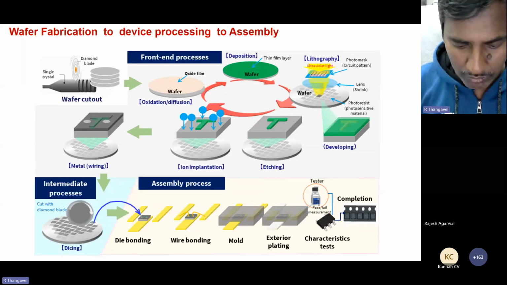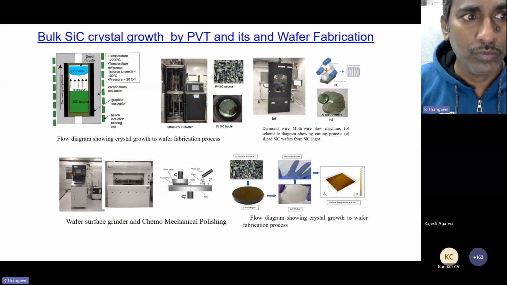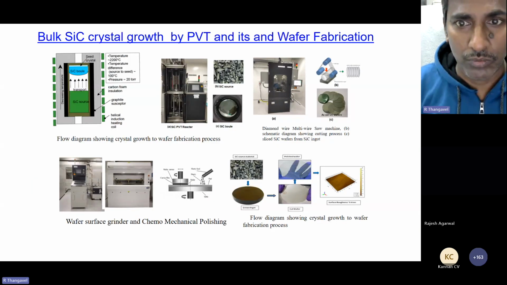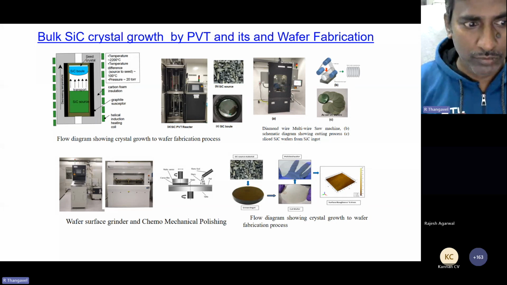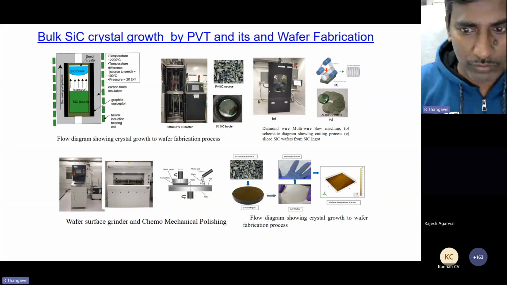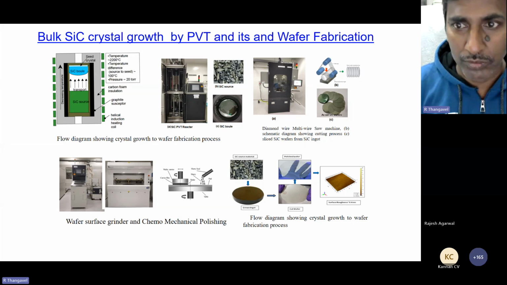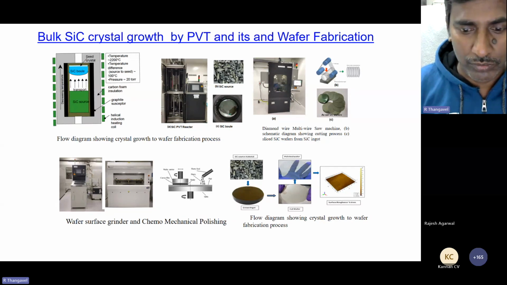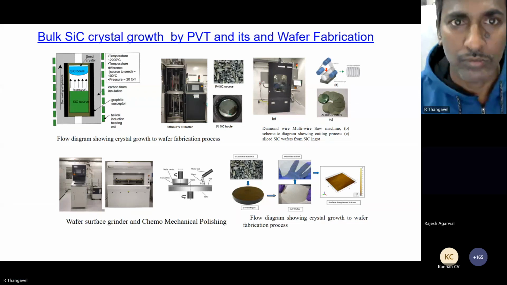Now we come to the bulk single silicon carbide crystal growth by the PVT method and its wafer fabrication. The silicon carbide polycrystal source is heated so that the vapor is transported, and a silicon carbide boule is formed on the silicon carbide seed crystal. The boule has to be cut by wire saw, and then shaping, wafer surface grinding, and chemomechanical polishing are done. This is the final wafer, and this is the atomic force microscope where we can check the surface quality of the silicon carbide wafer.